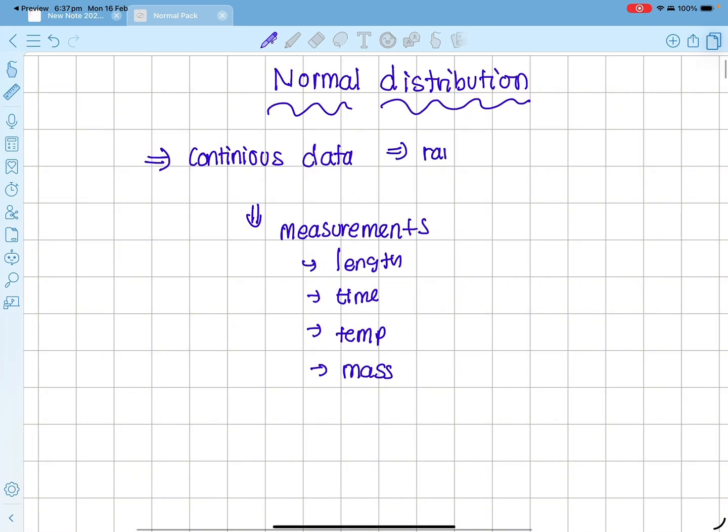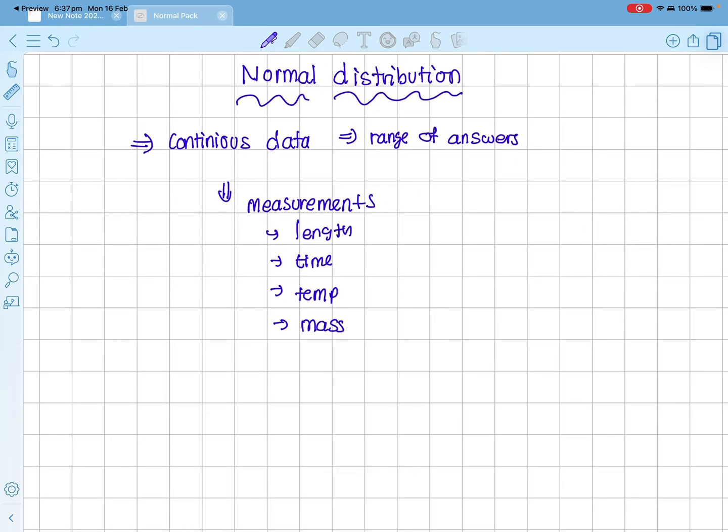They are not specific. So if I want to distribute this data, I cannot be specific about it. I can't say the length of a table is going to be exactly 5 meters. That is not possible to be precise. A person could say it's 5 meters, 3 millimeters, 5 micrometers. You can just keep on measuring even to the tiniest particle. So therefore, it cannot be discrete data. Discrete means specific. It has to be continuous data.